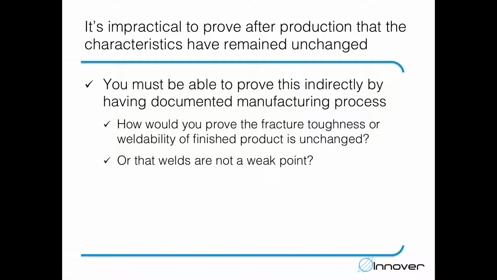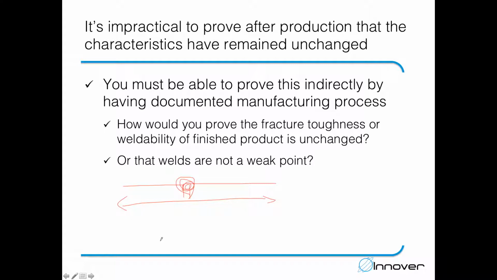So before you state that the weldability is S355J2 or the fracture toughness is 27 joules at minus 20 degrees centigrade, you better have proof of it, besides just having done the inspection of incoming materials. You also must be able to prove in one way or another that welds are not a weak point. So if you are using, for example, S355 and you make a butt weld, you must be able to prove that this weld right here doesn't affect the load-bearing capacity of this whole structure.